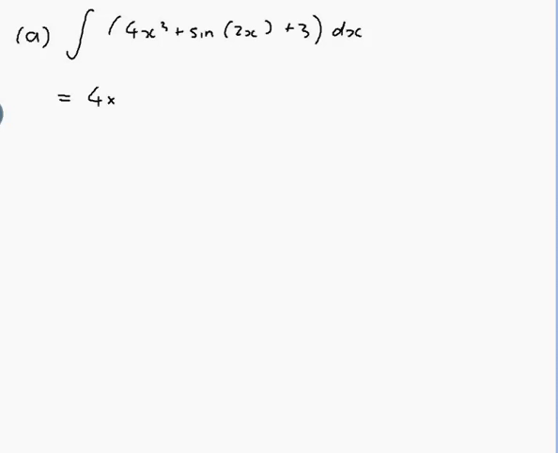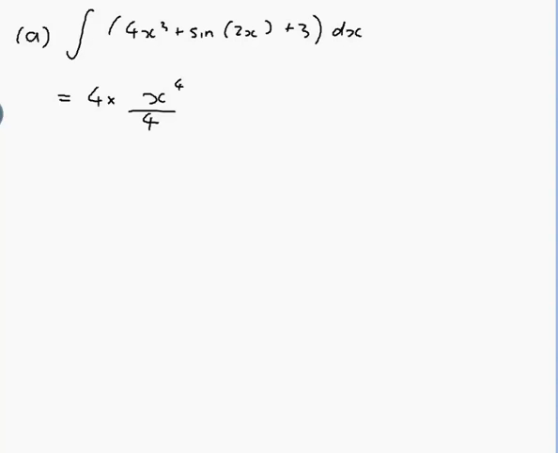Now, x cubed is just a power, so I increase the power by 1 to give me x to the 4, and I divide by the new power. Because that's the opposite of differentiation. In differentiation, you times by the current power and then put the power down by 1. Now we're increasing the power by 1 and dividing by the new power. So that deals with this one. We can move on to the second one.